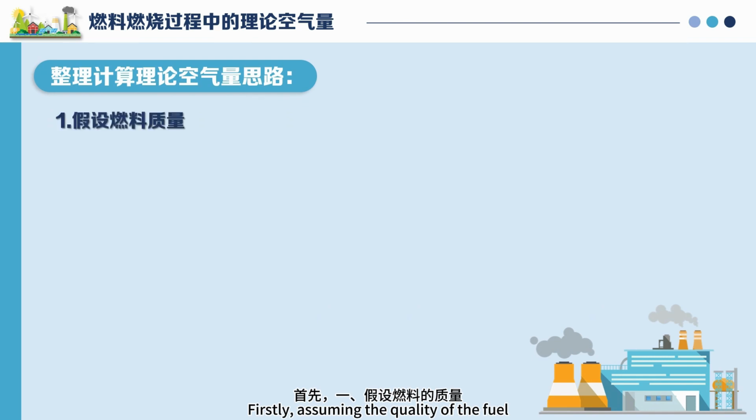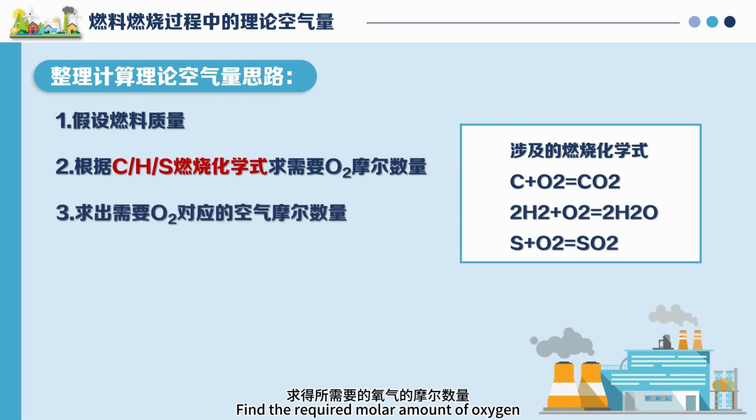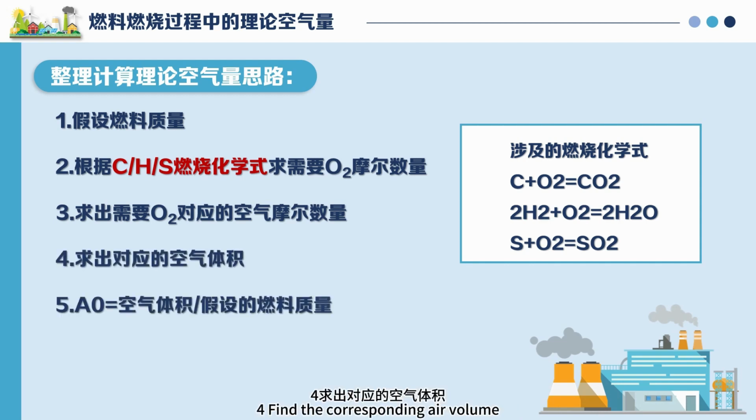The approach for calculating theoretical air: 1. Assume the mass of the fuel. 2. According to the combustion chemical formulas of carbon, hydrogen, and sulfur in the fuel, find the required molar amount of oxygen. 3. From the required oxygen, obtain the corresponding number of moles of air. 4. Find the corresponding air volume. 5. Divide the air volume by the assumed fuel mass. We can obtain our theoretical air volume.